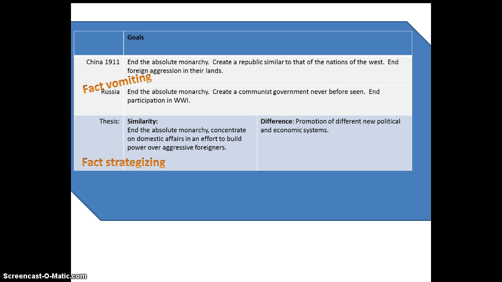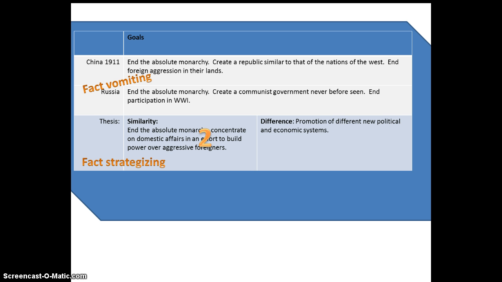I see that they wanted to promote different systems. China was in the process of building a democratic republic, and Russia wanted to build the first communist system the world had ever seen. Those are very different ideas. So that is a difference in their revolutionary goals.